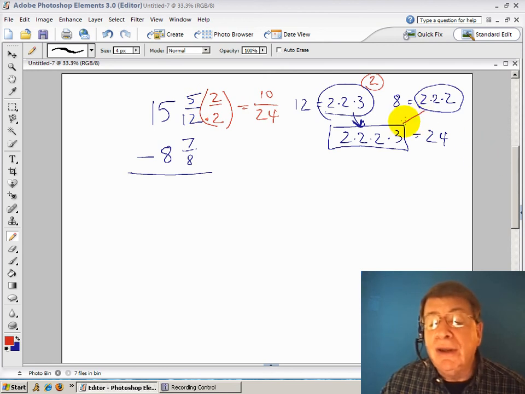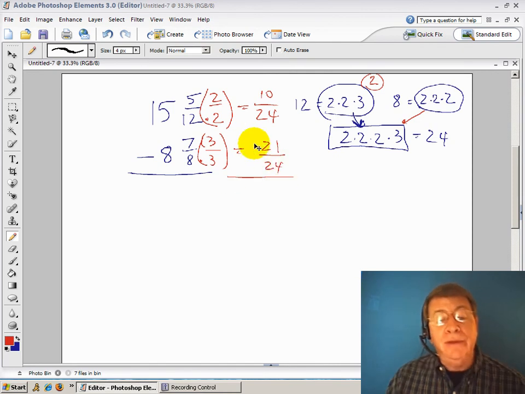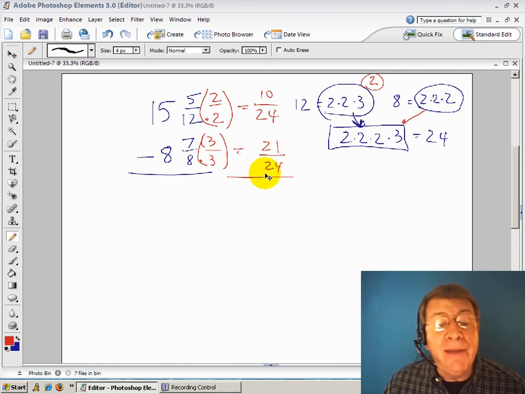Now, in a similar way, I'll take the 8, which has 3 2's, and I'll compare it to what I'd like it to be, and I'm missing a 3. And if I multiply by this 3, then if I do it to the bottom, I need to do it to the top, because I want to multiply this fraction by 1. And what I get is 21 over 24. Now that we have a common denominator, we're halfway there. However, 21 24ths cannot be taken away from 10 24ths.